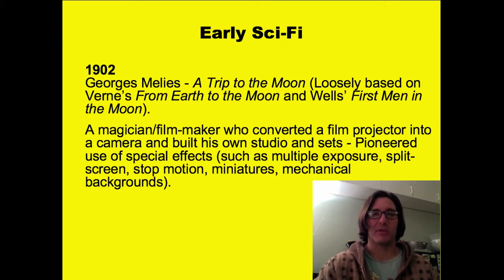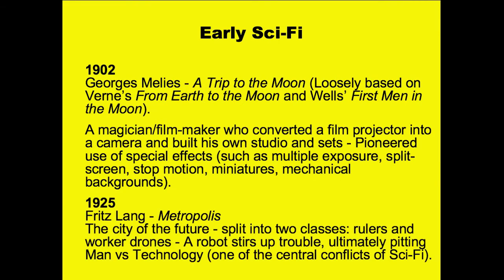So a lot of the special effects that would be used heavily in science fiction and in other films later on were really pioneered by Méliès at around 1902 through about 1910. So very, very important to the beginning of that. So multiple exposure, important for spaceships flying around, split screen, stop motion, miniatures, mechanical backgrounds, a lot of things that would continue to be used in various forms, up into the early 1990s.